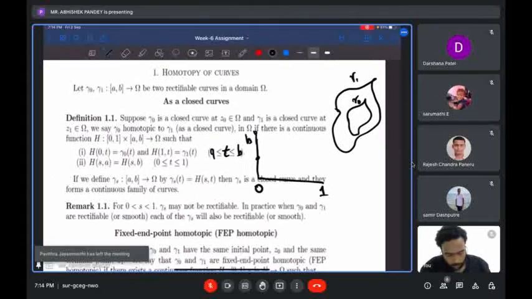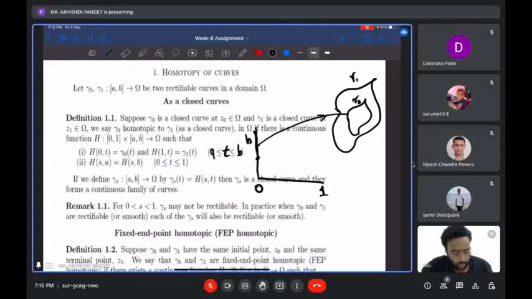Okay. So you fix 0, so you will get this line. And you will get this line. So this line maps to the gamma naught. And h of 1 comma t. So basically 1 comma t is here. So 1 comma t where t belongs to a to b. So this line maps to here.